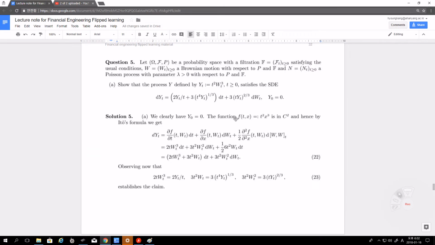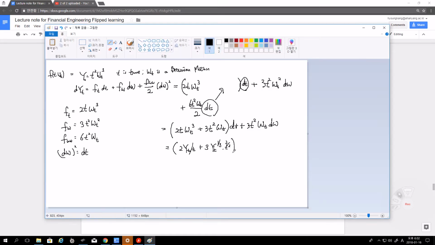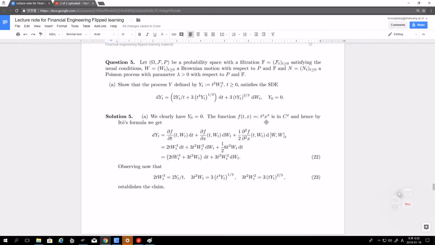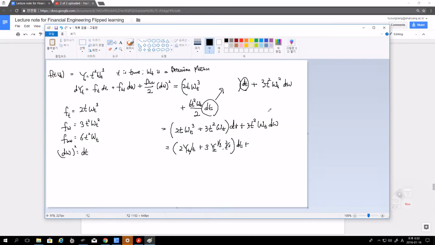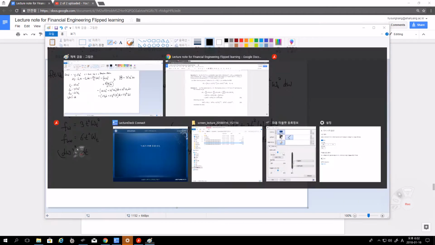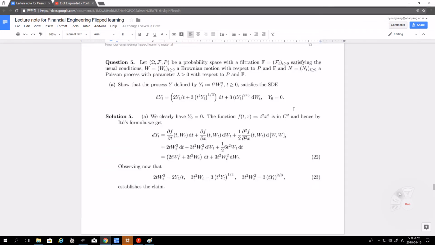So I think there is a small problem in this solution. So I think that my solution is y dt plus now t squared, so 3. Oh, 3 and again 2/3, right? 2/3, 3, and then yt 2/3. Okay, then dw. So we are done. Okay, we are done. Yes. So this is the solution.